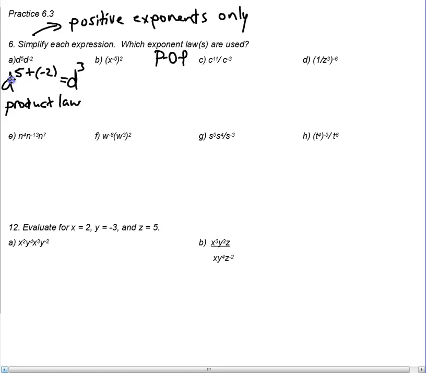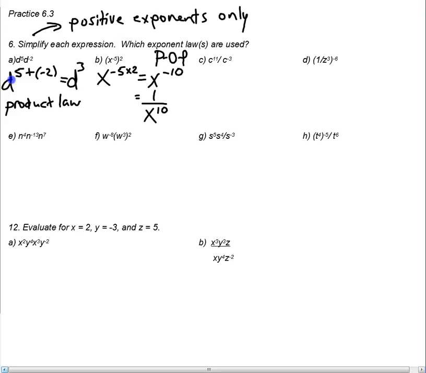B is power of a power, we'll call it pop law. Okay, so the pop law requires us to multiply exponents, which gives us negative 10. And again, that's not a positive exponent, so we're going to use a reciprocal, reciprocate the base, and make the exponent positive.